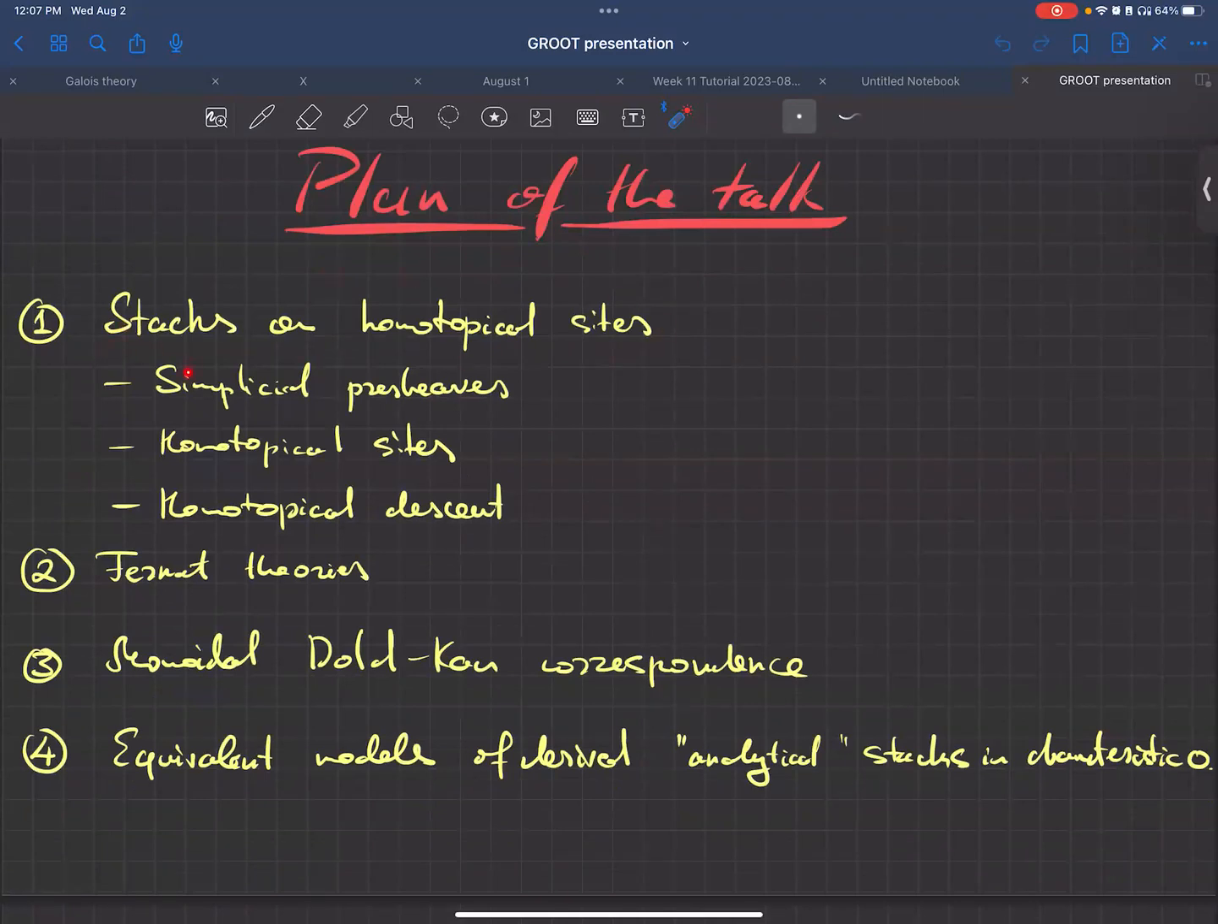So first we'll start from stacks on homotopical sites. We'll talk a bit about simplicial presheaves, homotopical sites, homotopical descent. Then we'll talk about Fermat theories, which are kind of schemes on which you can build various types of algebras that have certain geometric meaning. Then we'll talk about monoidal Dold-Kan correspondence, specifically in the context of Fermat theories and characteristic zero. And finally, we'll end with equivalent models of derived stacks, which is the essence of my paper.